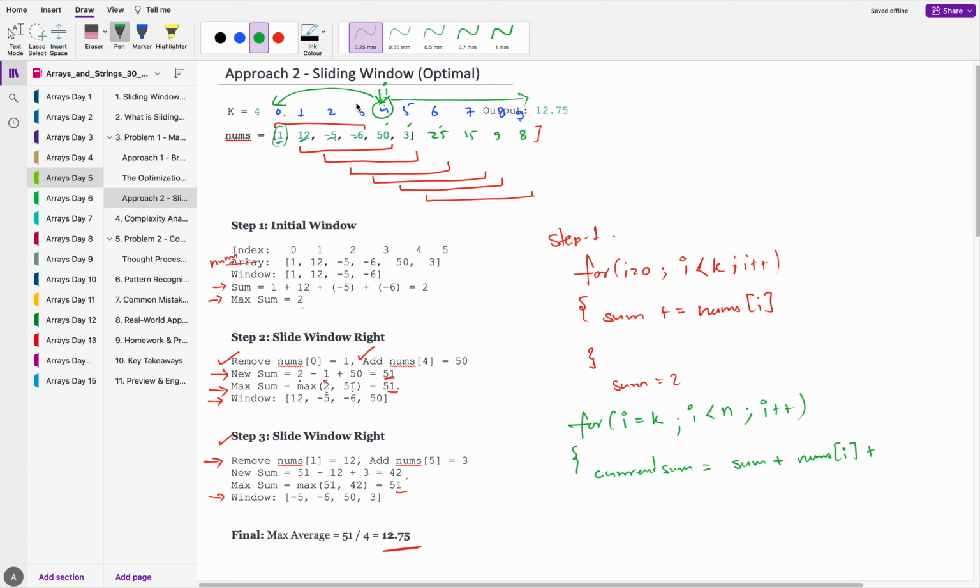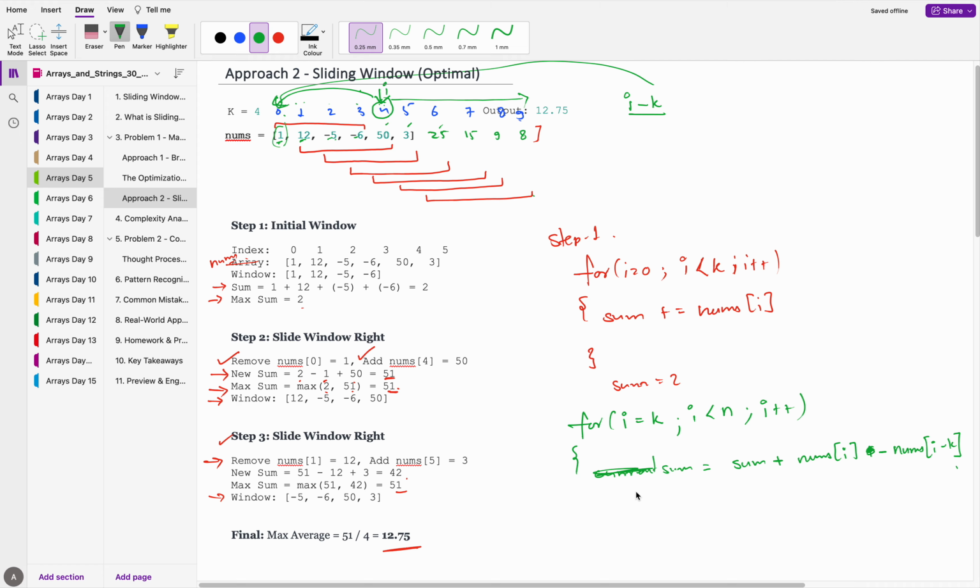i minus 1 would lead here, 2 here, 3 here and 4. Exactly the value of k. So i minus k is leading me till here. Correct? So what I can do is, this is not supposed to be plus, this is subtracted, nums of i minus k. This is how you are gonna get the current sum. Okay? Current sum or sum, whatever you want to call it.